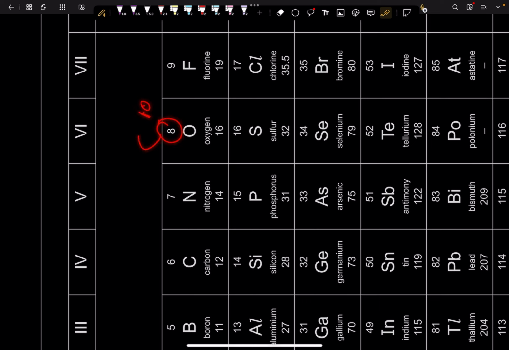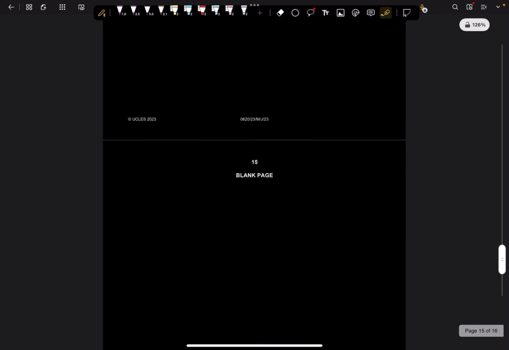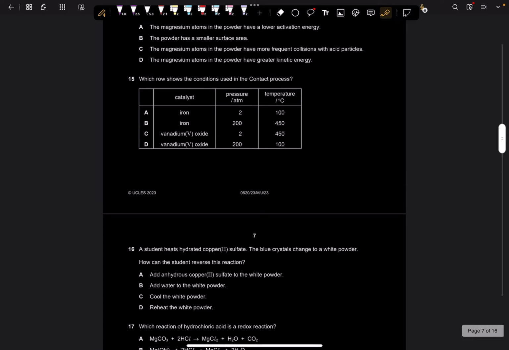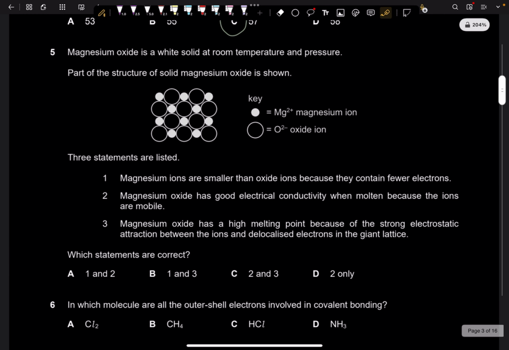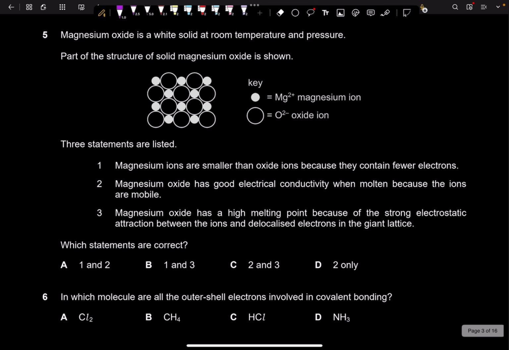Both have 10 electrons. So that statement is incorrect. It's good that I checked it out, because otherwise it would have confused us. We just calculated it out. Magnesium ions are not smaller because the oxide ions contain fewer electrons.